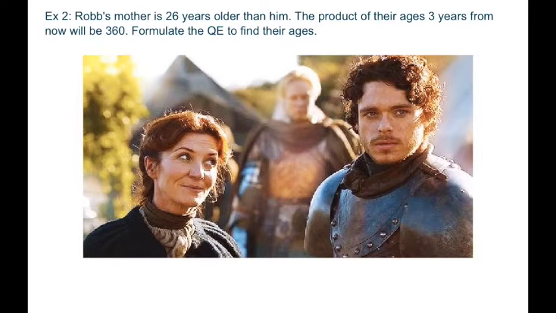Okay, next problem: Rob's mother is 26 years older than him. The product of their ages 3 years from now will be 360. Formulate the quadratic equation to find their ages. Okay, let's say his present age is x. Then his mother's present age would be x plus 26.